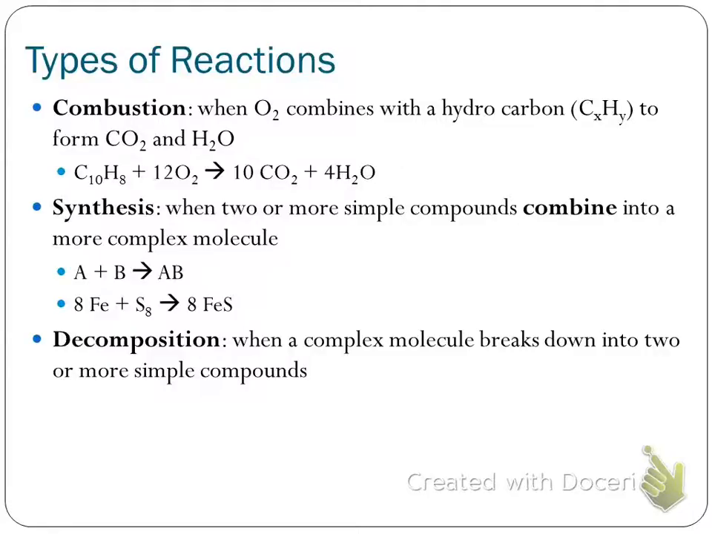Can you hopefully take a guess at what the base formula might look like? Rachel, what do you think? AB yields A plus C. Perfect. Okay, so we're taking a complex molecule, we're breaking it down into two individuals. So here's an example of that. Right, when we break down water into hydrogen and oxygen again.